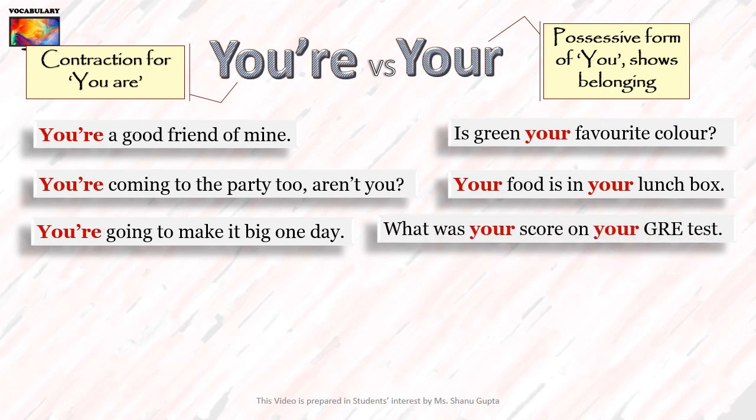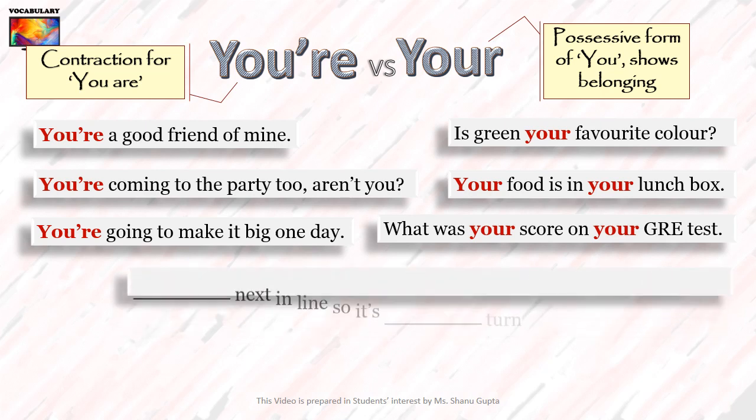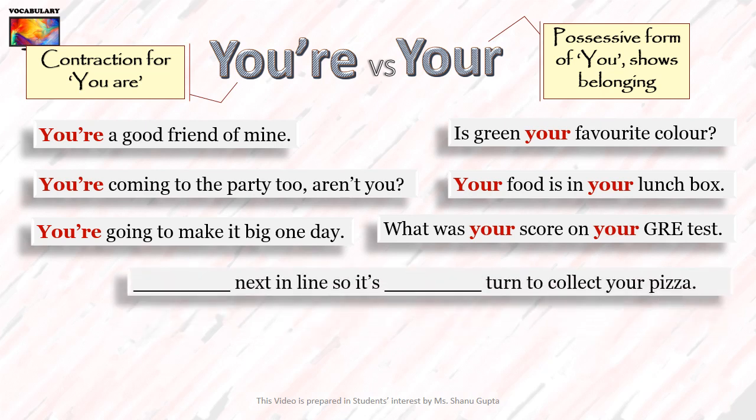Now one sentence which uses both words. Dash next in line, so it's Dash turn to collect your pizza. In the first blank, we can read you are. So we need you apostrophe re. In the second blank, we need to answer the question whose turn. So we need to fill your in the second blank.